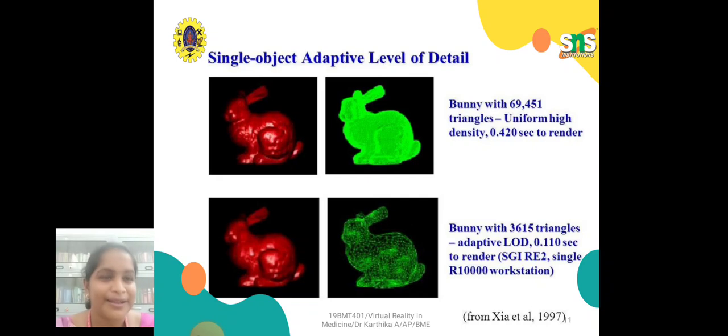See the first one, bunny with 69451 triangles, uniform high density, with 0.420 second to render. See the second one, bunny with 3615 triangles, adaptive LOD, 0.110 second to render. See the difference. Which one has high clarity? Which suits the virtual reality environment?